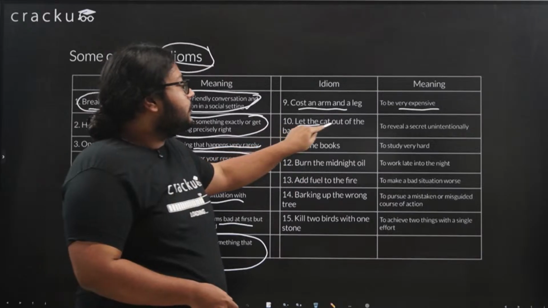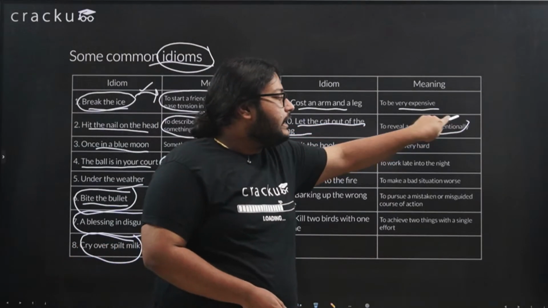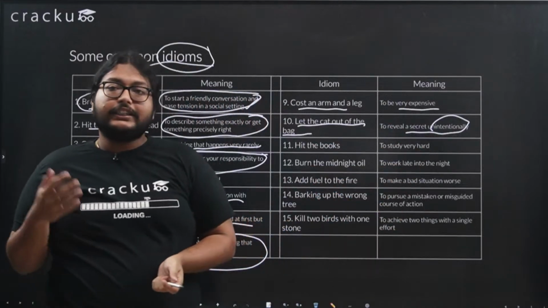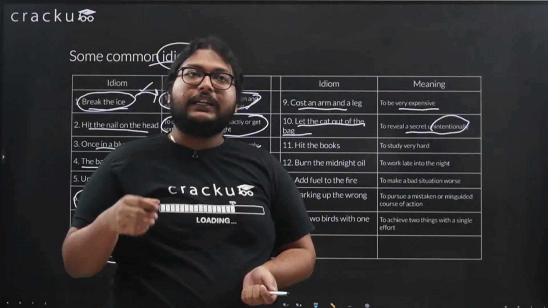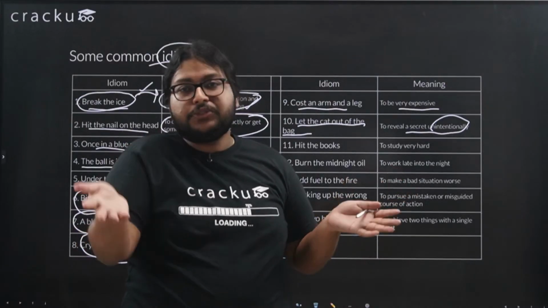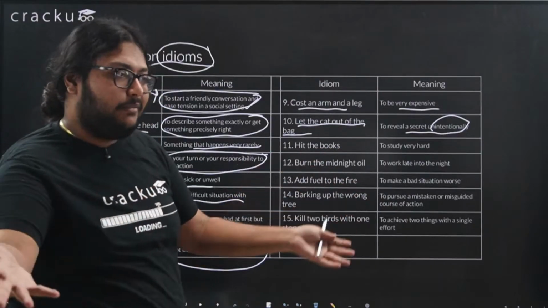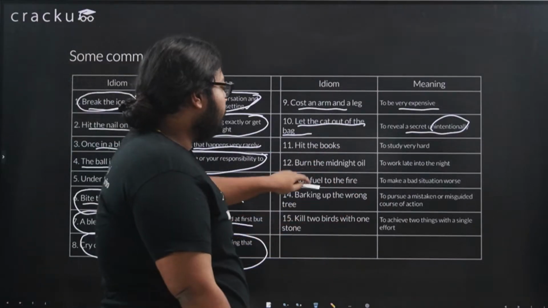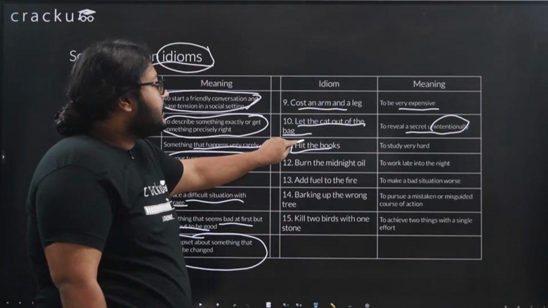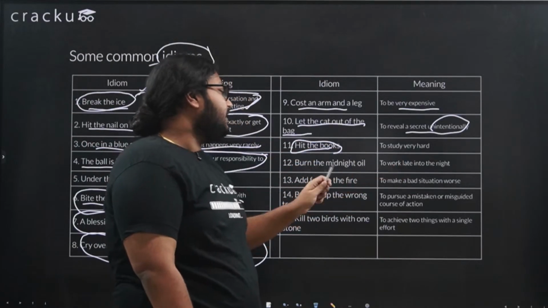Let the cat out of the bag. This means to reveal a secret unintentionally. Like, I did not mean to tell him, but I let the cat out of the bag, which would mean I did not mean to tell him this, but unintentionally I blabbed it out. Hit the books means to study hard, which we do during exams. We hit the books very hard.